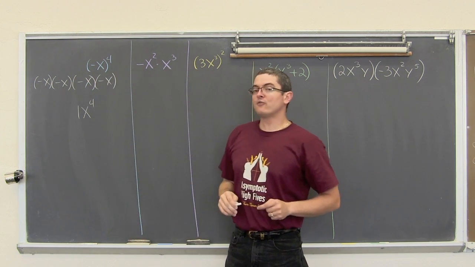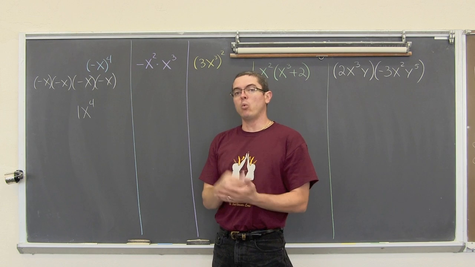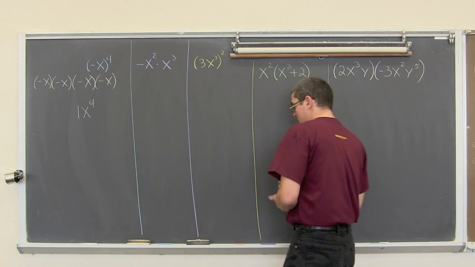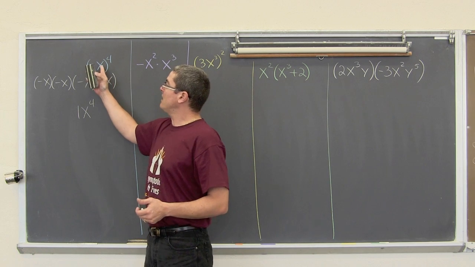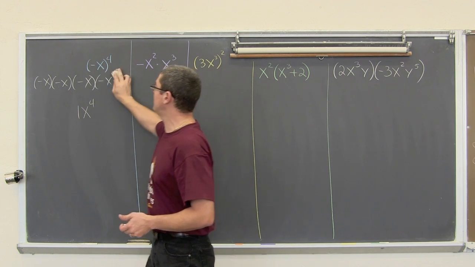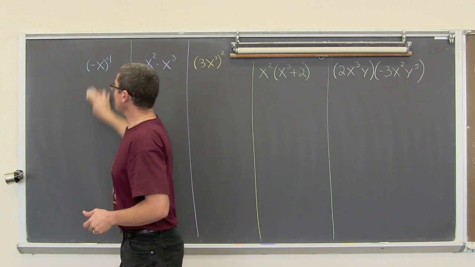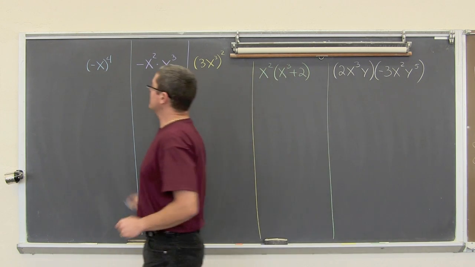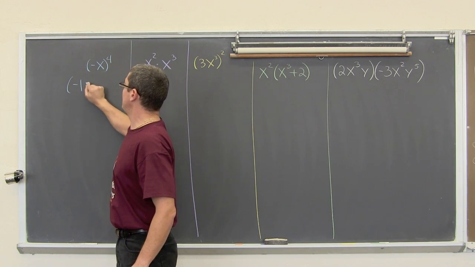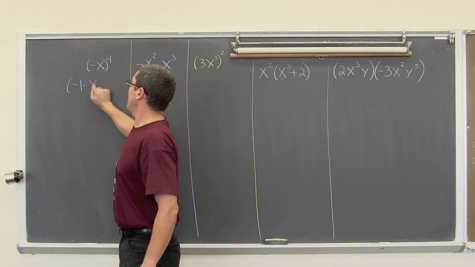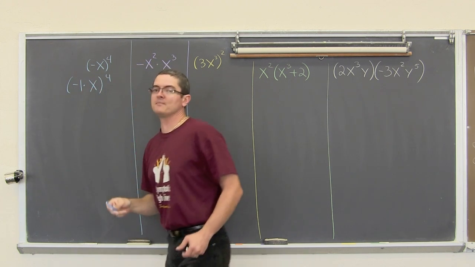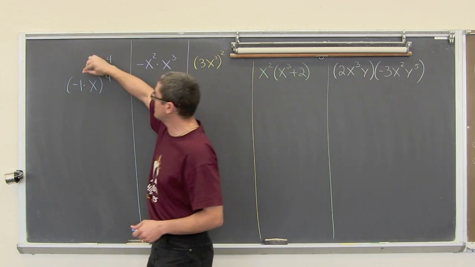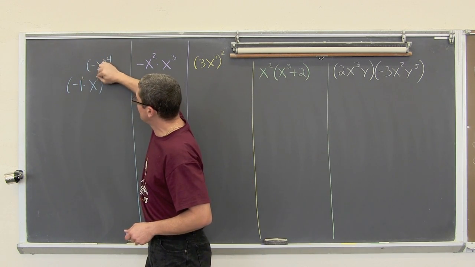So negative x to the 4th is equal to 1x to the 4th. Now, in this example, I can rewrite this to show you that what we're dealing with is powers, or the power property. So I can write this as negative 1 times x to the 4th power. And now I have a factor of negative 1 and a factor of x. Each one of these has an exponent of 1.